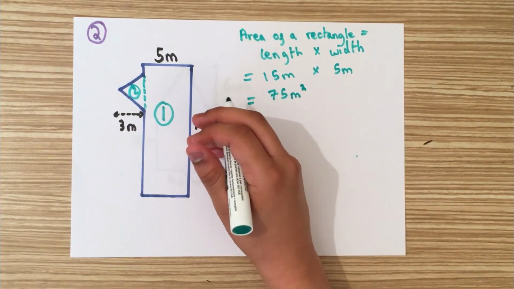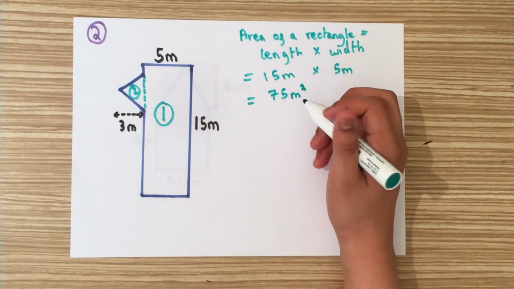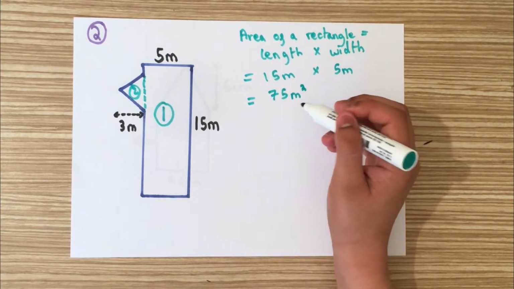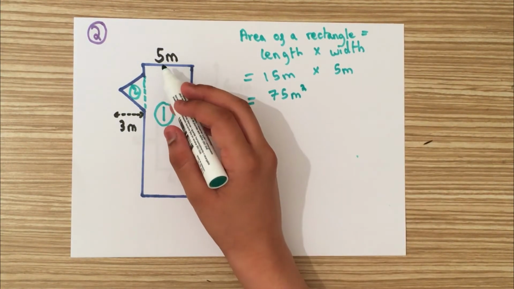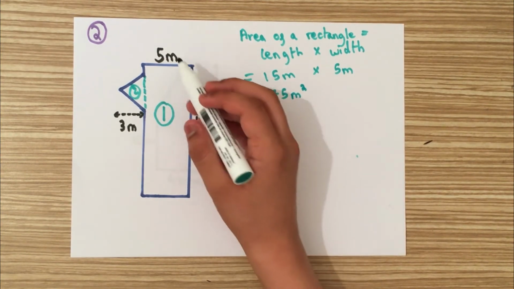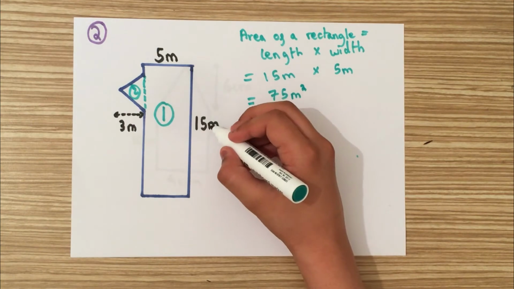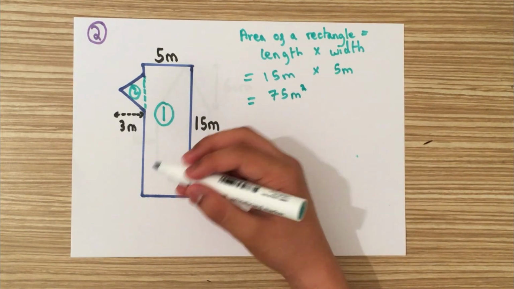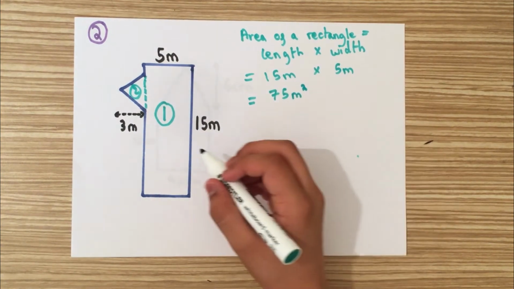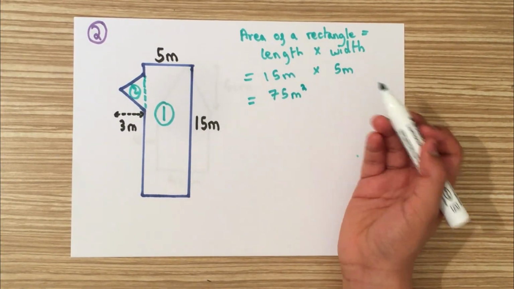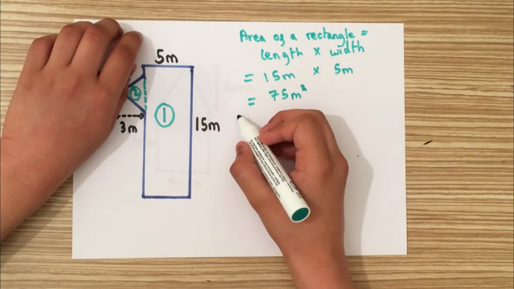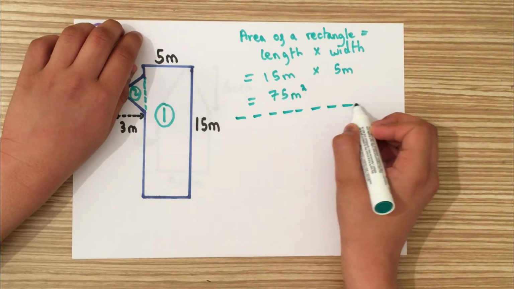Okay, always pay attention to the units. If it's meters, when you multiply, you get meters squared. If it's centimeters, when you multiply, you get centimeters squared. Let's say one of them is a meter and the other one is a centimeter: you can either convert the meter into a centimeter or convert the centimeter into a meter. You can't just multiply the meter and centimeter because it wouldn't give you meter squared or centimeter squared. Okay, so the area of 1 is 75 meters squared.